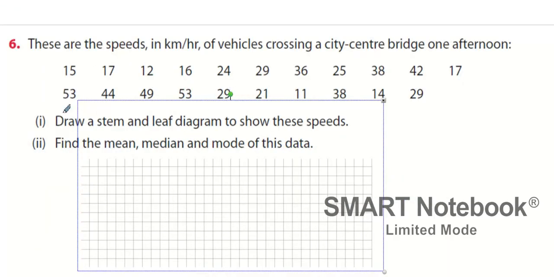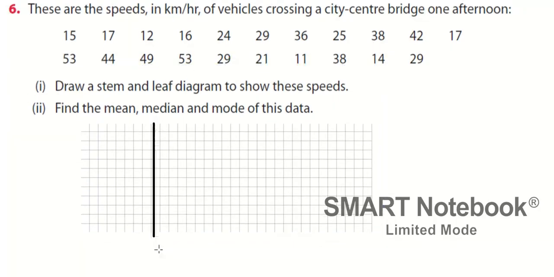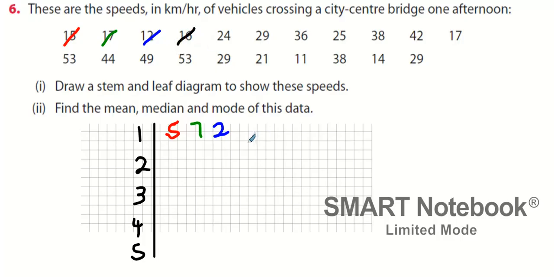Okay. Let's draw a stem and leaf diagram. What's the first stem, do we think? Anybody? 1, is it? After that? 2, 3, 4, 5. Okay. Start off with the teens. What's the first teen we see? 5. I'll do it in order in a second. 7, 2, 6. See 11 there.